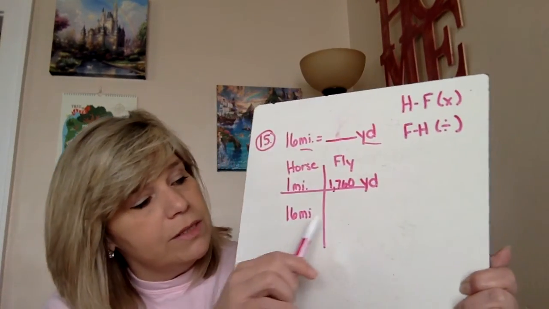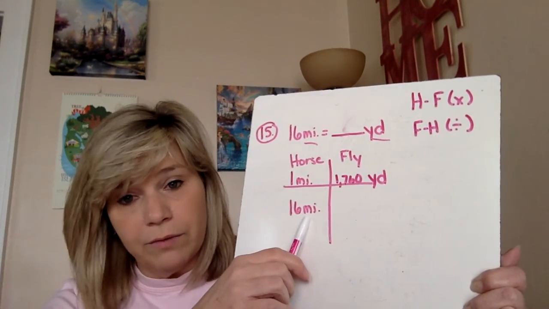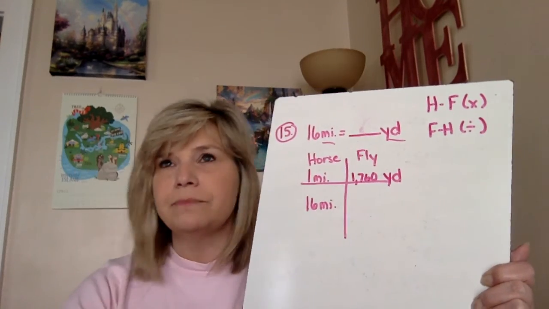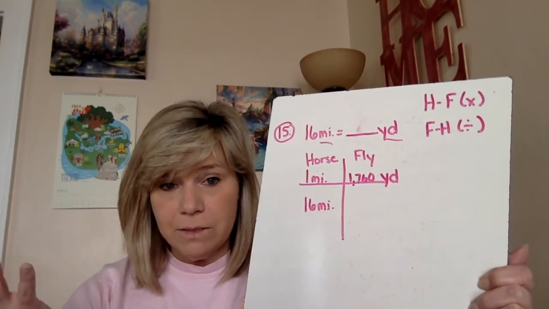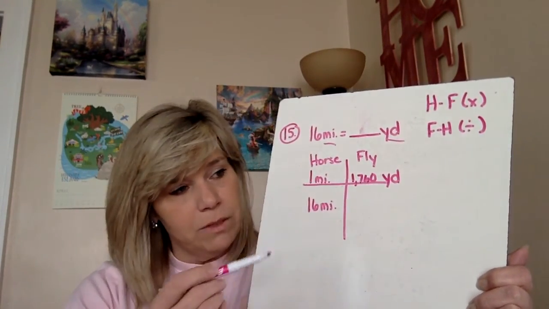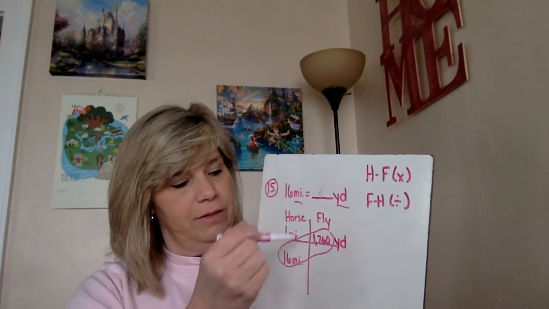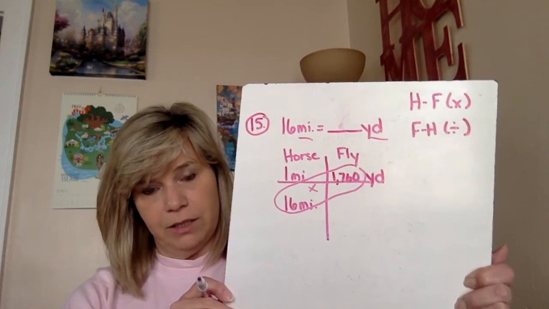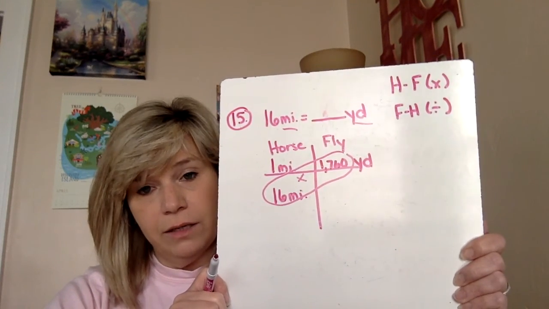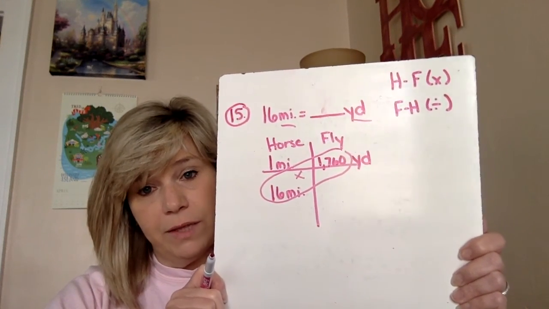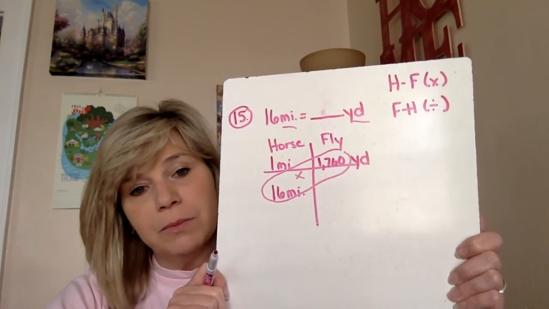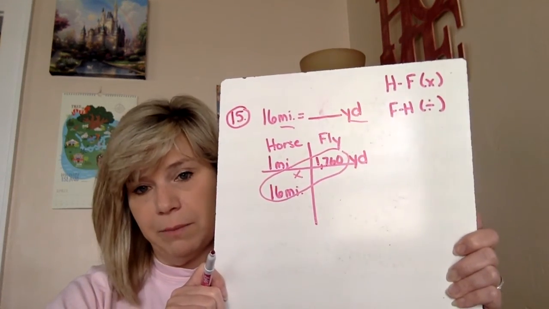So am I going from horse to fly or fly to horse? Well, start with whatever number they gave you. I'm going horse to fly. Horse to fly, multiply. Horse to fly, multiply. Not using the 1, we go crisscross when we multiply. That's another hint. Put a little multiplication there. So again, you can use your calculator and you can do 16 times 1,760 yards. Because remember, we know it takes a lot of yards to make up a mile, okay? So you are going to get a big number.